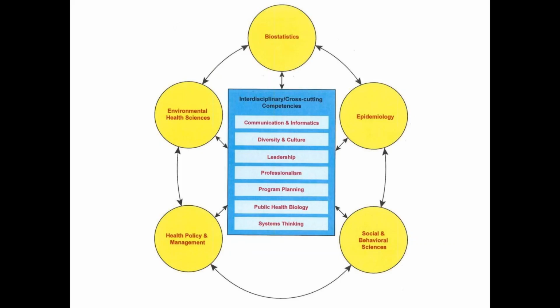So what the model ended up looking like, and if you go to the ASPPH website, you can see this original competency model for the Master of Public Health degree, is that we have the 5 core areas, what had been the 5 core areas of public health, surrounding the set of cross-cutting competencies. And so the model is intended to reflect the interrelationships of all of these things in the professional practice of public health. And then this then informed the development of the content guide for the CPH exam, which was being considered and developed around the same time as this effort was underway.